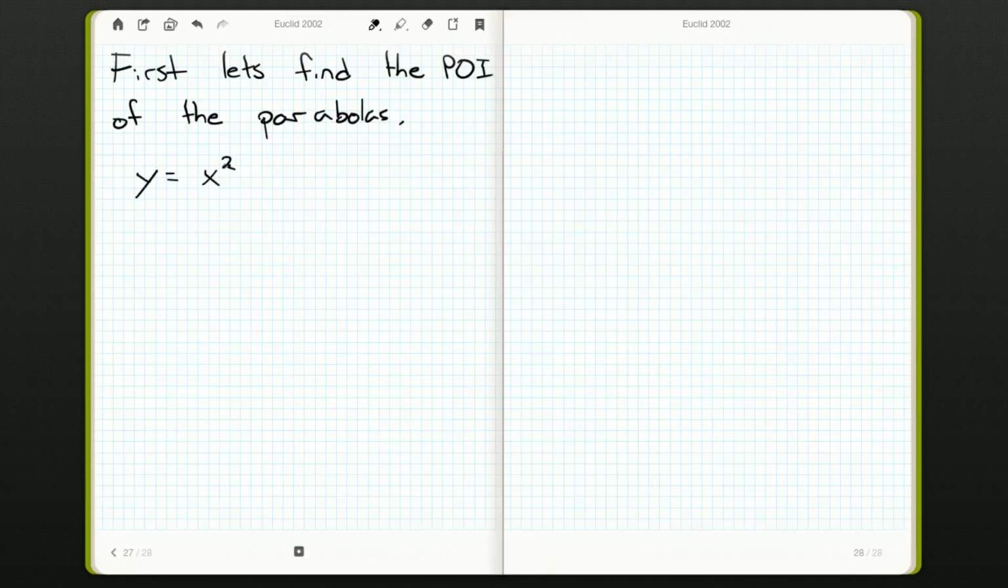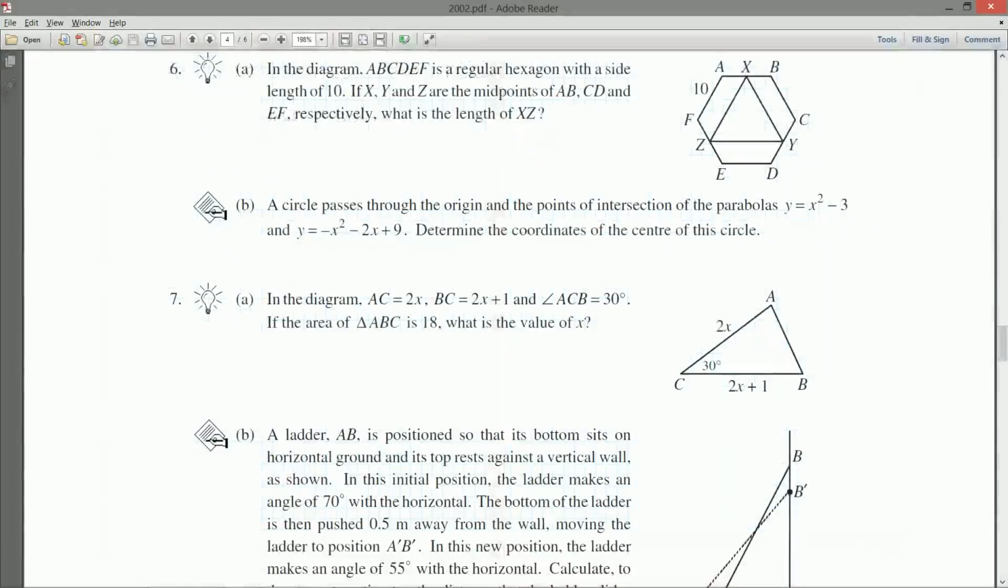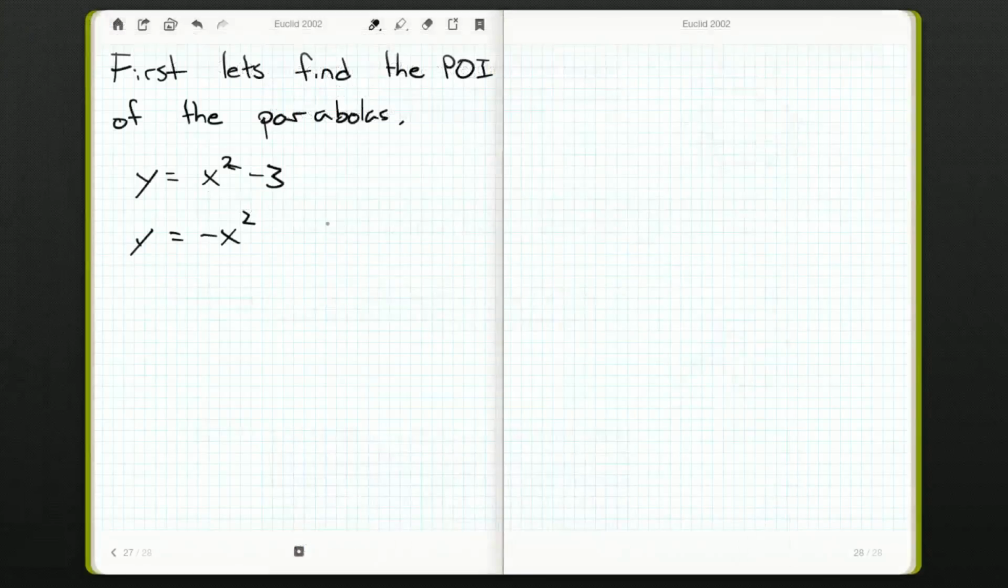So we have our first parabola. It's a very simple formula, that's why I can remember it quite easily. x squared minus 3, and then the other one was negative x squared, and then I think a minus 2x. But let's just go back and make sure. Minus 2x plus 9. Okie dokie.